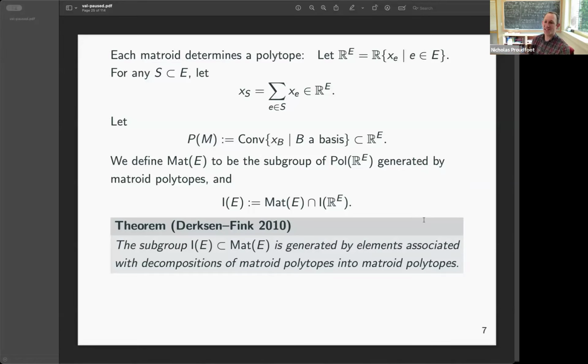But Dirksen and Fink showed we don't have to worry about that. If you want to understand the valuative relations between matroid polytopes, it's enough to just look at decompositions where everything is a matroid polytope. It's a nice theorem.